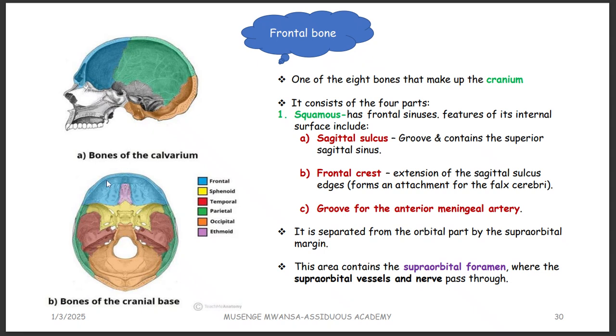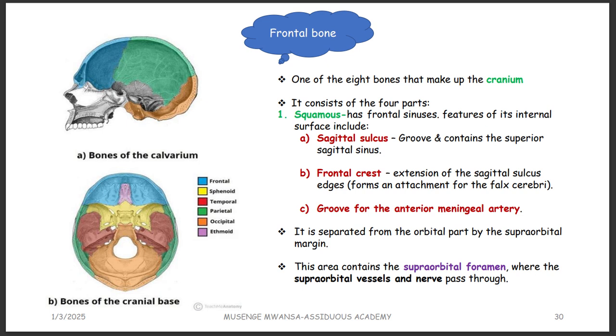And the one in blue here is the parietal bone. Sorry, the frontal bone. Okay. So the frontal bone is one of those bones that will be able to form a covering for the brain, or the cranium. And the frontal bone has got different parts. The first one is the squamous part. Squamous means flat.